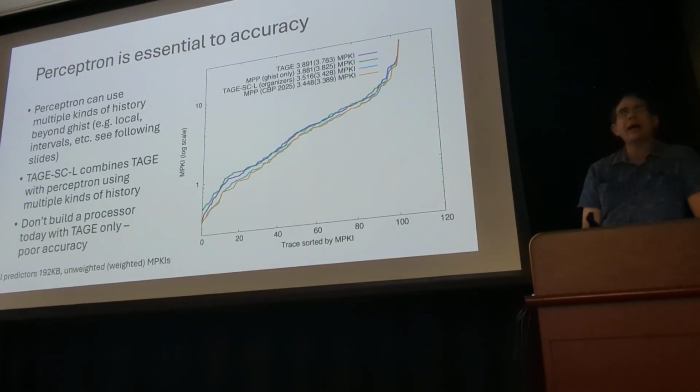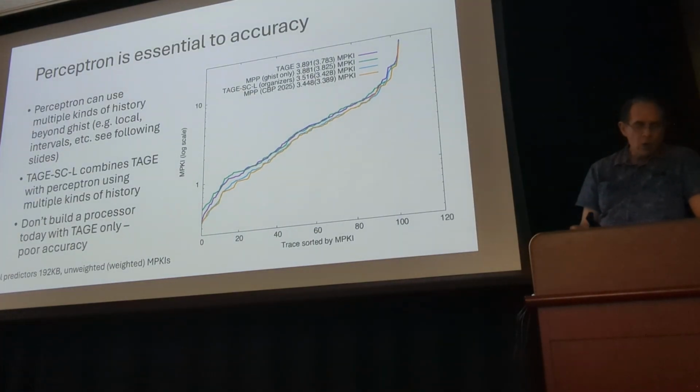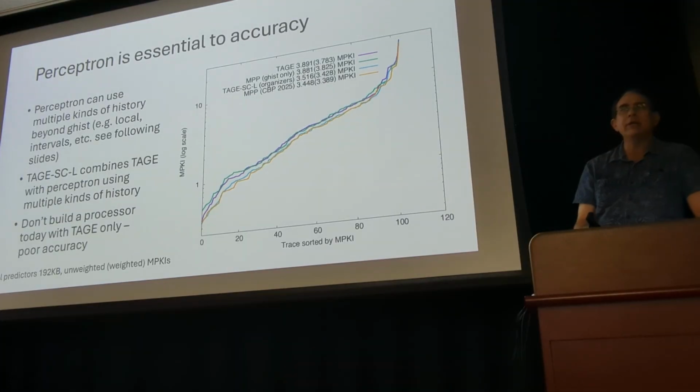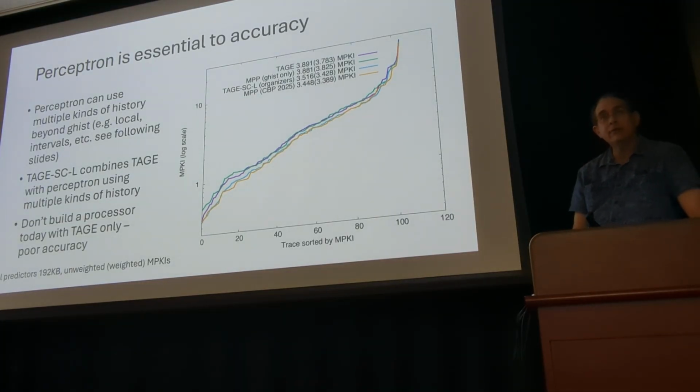Perceptron is essential to accuracy. So this graph shows when we add the perceptron component, either through the SC of TAGE-SC-L or through my predictor, the MPP, we get better accuracy. Instead of the 3.8-something range, we get the 3.5, 3.4-something range by adding the perceptron component.